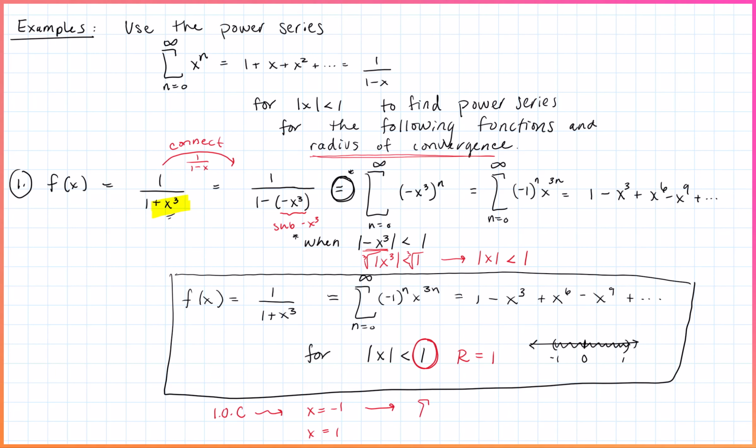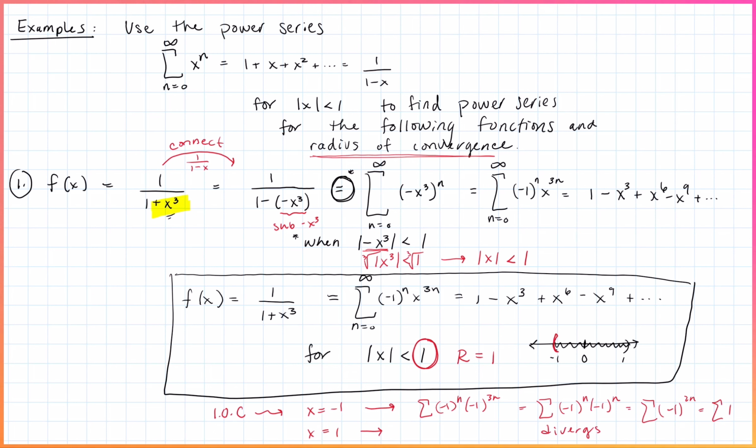If we plug in negative 1 into this power series, we would get negative 1 to the nth and negative 1 to the 3n. That would become negative 1 to the nth times negative 1 to the nth, because negative 1 to the third is negative 1, and when you multiply those together, you get negative 1 to the 2n, which is, of course, negative 1 squared, which is 1. So that is just the sum of 1, so that diverges. It diverges at negative 1.